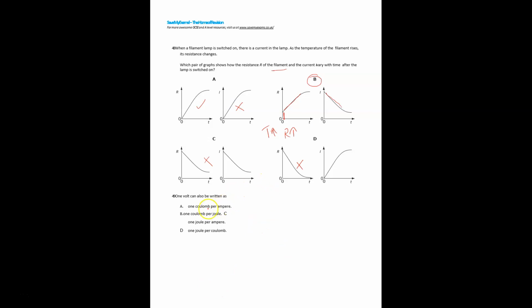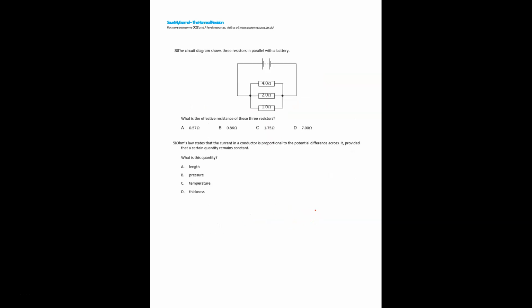Okay, next question. 1 volt is equal to joule per coulomb. Already we learned. Repeated question. What is the effective resistance of these three resistors? You know the formula. 1 over R1 plus 1 over R2 plus 1 over R3, and don't forget to take the reciprocal finally. Should take the reciprocal to find the final answer.